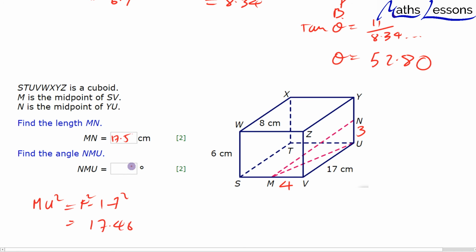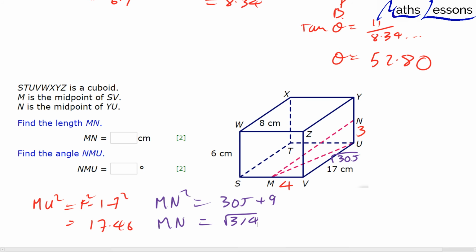No, so it's MU, so we need M. I haven't quite finished the question. So that's our MU. Now we know that this is going to be the square root of 305, which makes life easier. So therefore we know that MN squared will equal root 305 squared, which is 305, plus 3 squared, which is 9. So it gives me the square root of 314 for MN. Put that into our calculator.